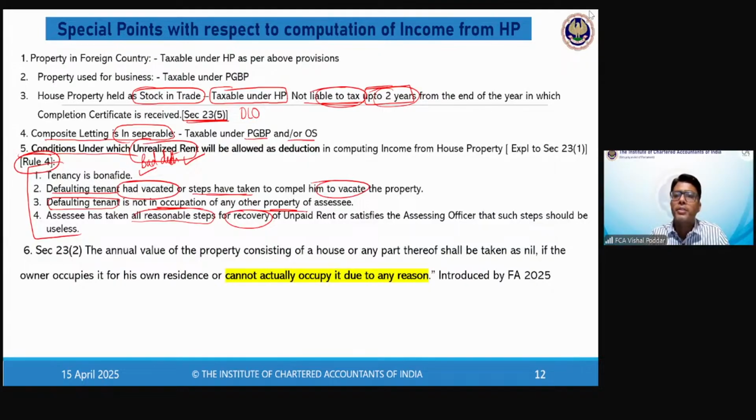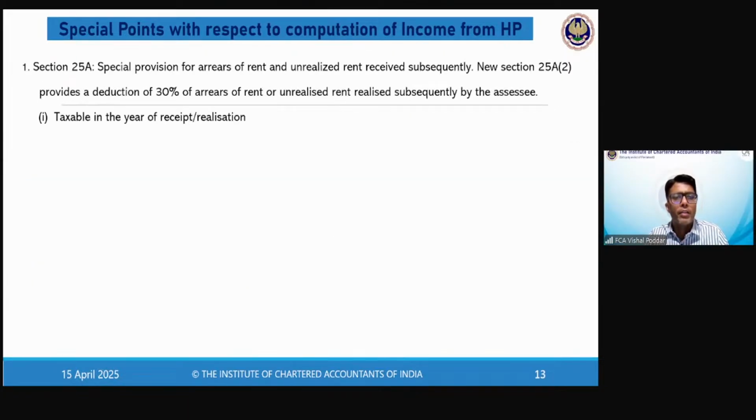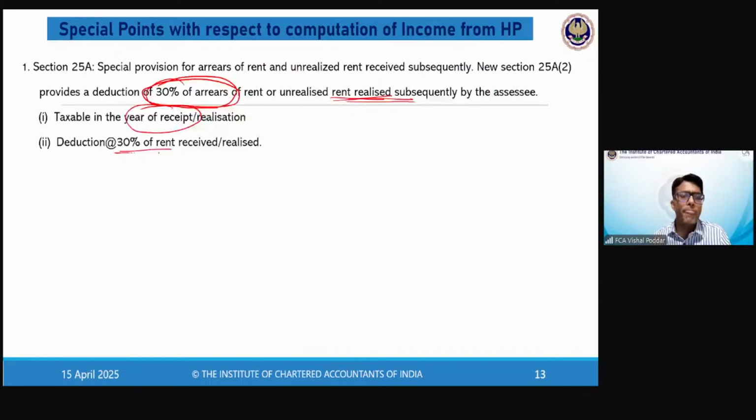Since it has become bad debts, the law says you claim it as deduction. Fine. And then the last part of this chapter, section 25A: whatever you have shown as bad debts, if these bad debts are recovered in future, law says tax it in the year in which these bad debts are recovered. So whenever it is realized subsequently, you will tax it. When? You will tax it in the year of receipt, but it will be taxed after deducting 30%. So you will deduct 30% and then you will tax it.